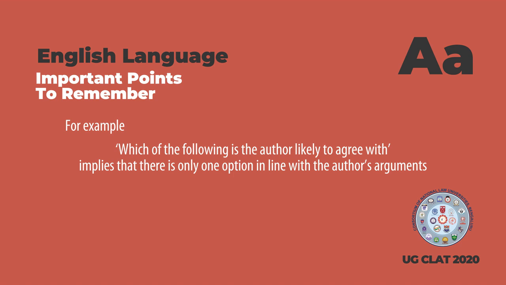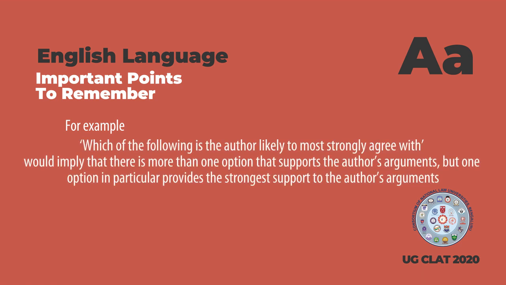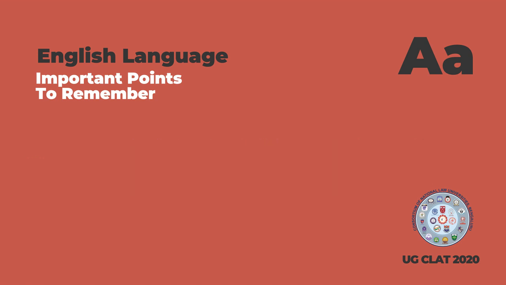would imply that there is only one option in line with the author's arguments, while "Which of the following is the author likely to most strongly agree with?" would imply that there is more than one option that supports the author's arguments, but one option in particular provides the strongest support to the author's arguments.